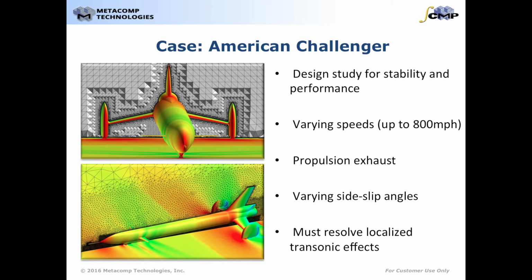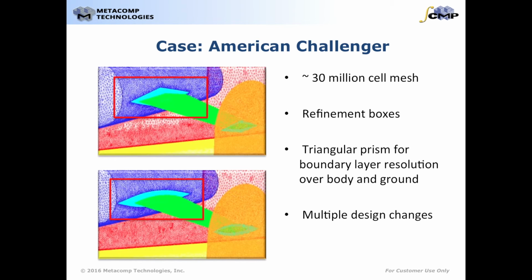IMIME has been used to build meshes for high-speed land vehicle applications. These applications addressed a variety of speeds along with propulsion exhaust and slip angles, requiring the resolution of local transonic effects. Nested refinement boxes were used to resolve the important physics, and several IMIME capabilities were used to efficiently address geometry changes for design studies.